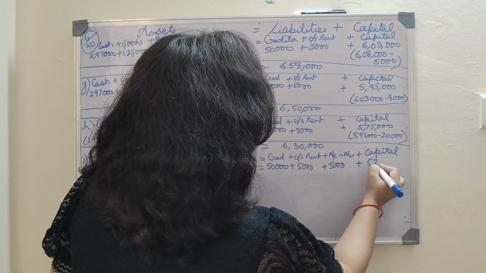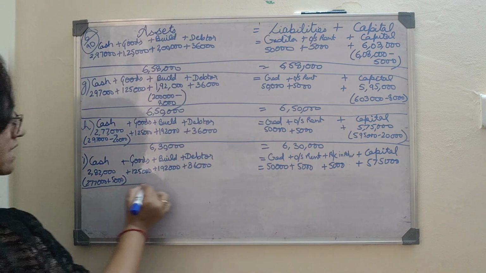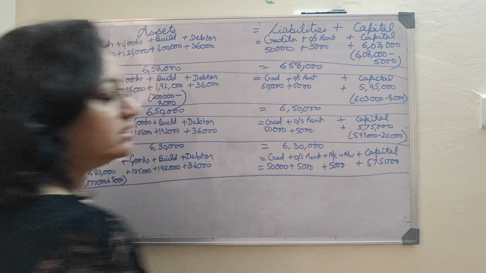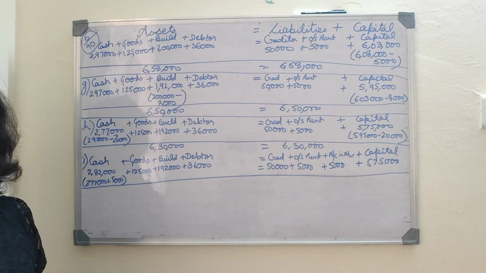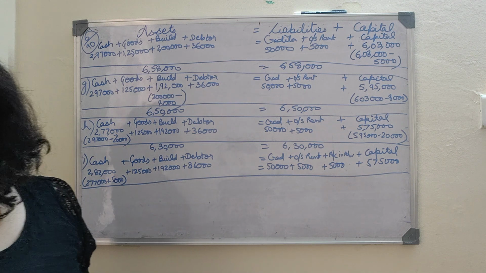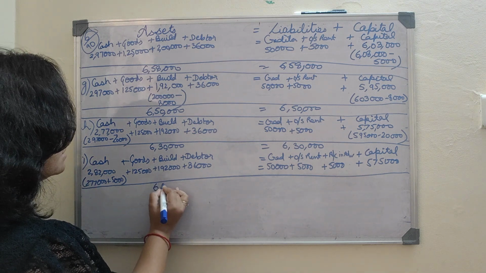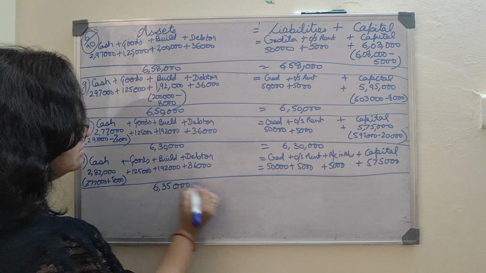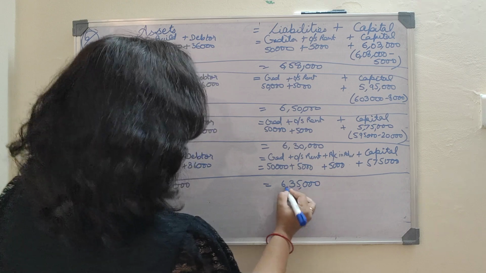So one new head opens whenever we are receiving something in advance. If we are paying something in advance, then it comes in the asset side and we write it as prepaid. Okay, don't get confused between receiving in advance and paying in advance. So it comes to 6,35,000 is equal to 6,35,000.